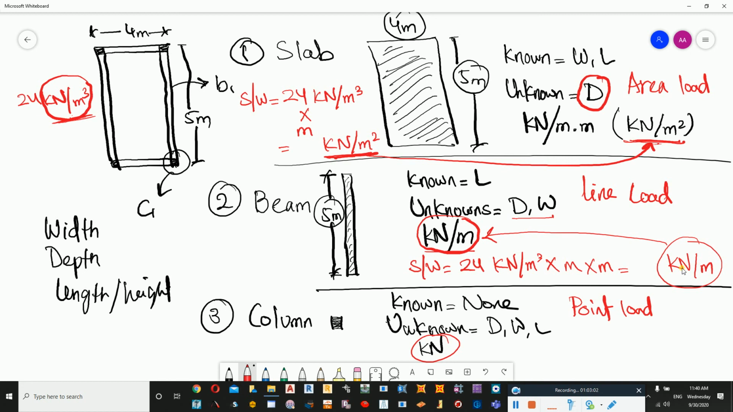So when we talk about calculation of self weights for the elements, we just multiply by the unknown dimensions. When it comes to a column, kilonewton per meter cube, I need to multiply by three dimensions in order to reach kilonewton. So it's 24 multiplied by meter for depth, by meter for width, by meter for length, and this is going to give me finally kilonewton. And this kilonewton is exactly what we have here.